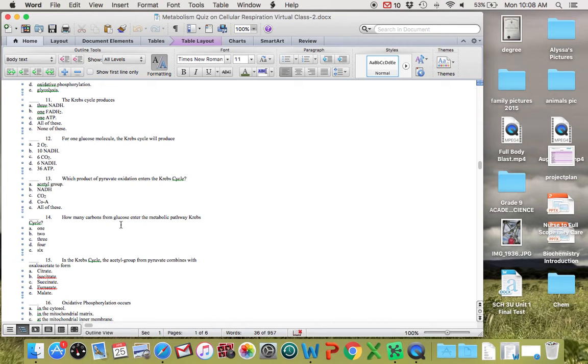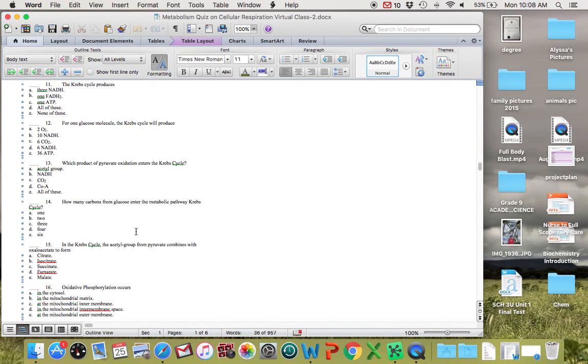Number 14, how many carbons from glucose enter the Krebs cycle? There's 4. 2 pyruvates are going to get converted into acetyl-CoAs. Each acetyl-CoA is 2 carbons long, and you've got 2 of them, so 4 carbons. When we enter the Krebs cycle, we've already lost 2 carbons from glucose to CO2. Glucose was originally 6 carbons long. We lost 2 to CO2, so we have 4 carbons entering the Krebs cycle. So that was D.